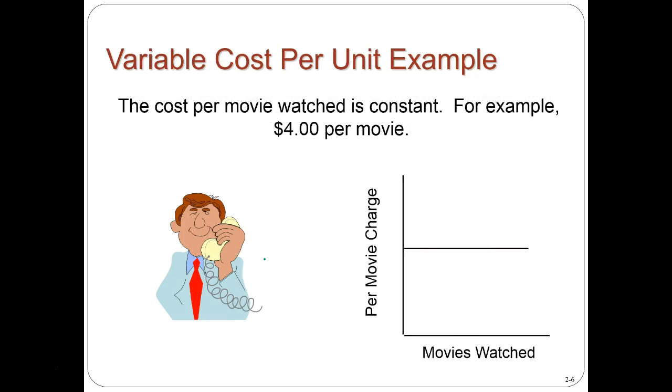Variable cost per unit example, the cost per movie watched. If we take that same example, but now on this axis we are putting the per movie change, and on this axis we have the movies watched. In this case, the movies still cost the same amount each time. So in this case we said $4 per movie. No matter how many movies we watch, each movie is costing us the $4.